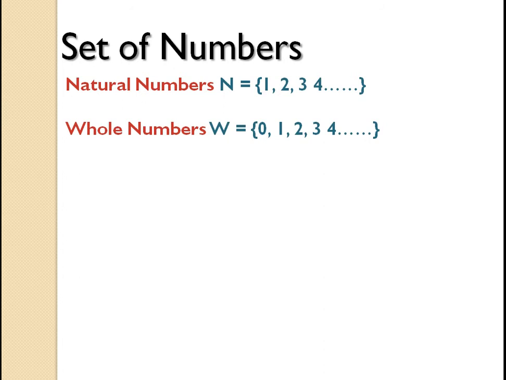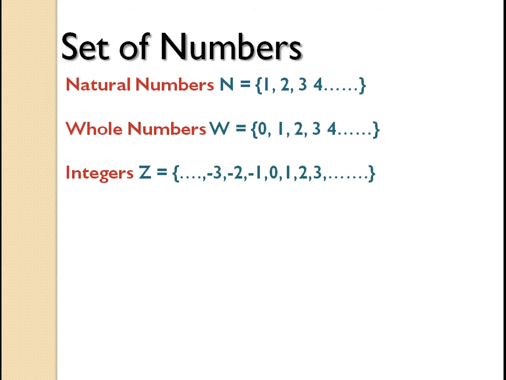Now the sets of numbers. Natural numbers are 1, 2, 3, 4, and so on. The whole numbers start from 0: 0, 1, 2, 3 and so on. The set of whole numbers is represented by W, and it is written as W = {0, 1, 2, 3, 4, and so on}.